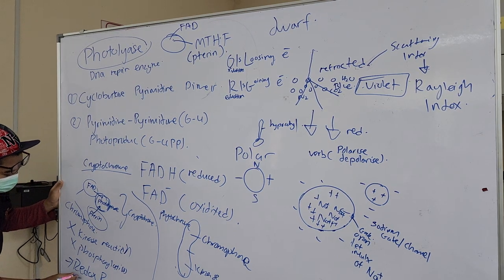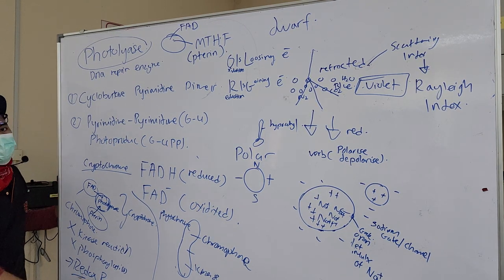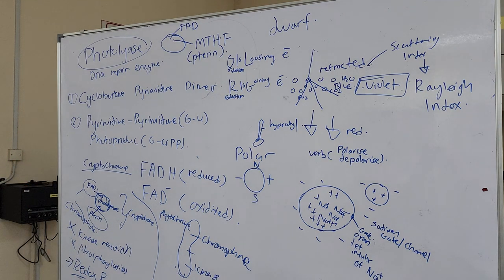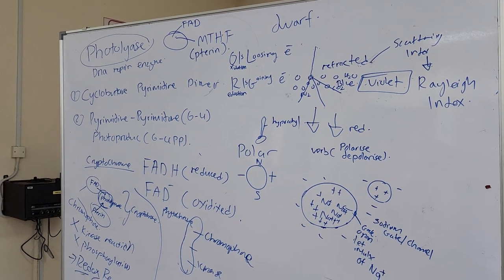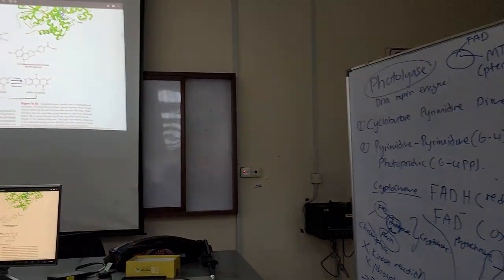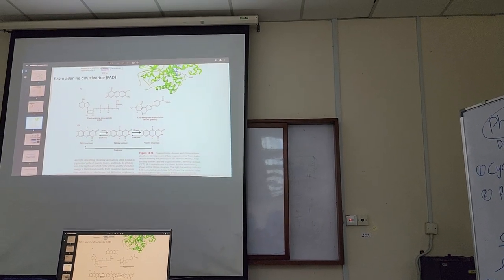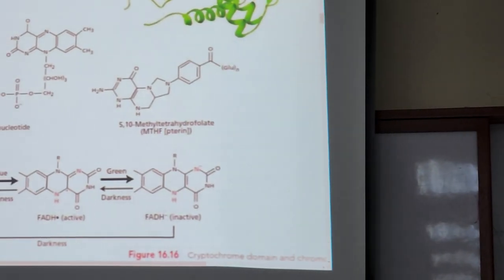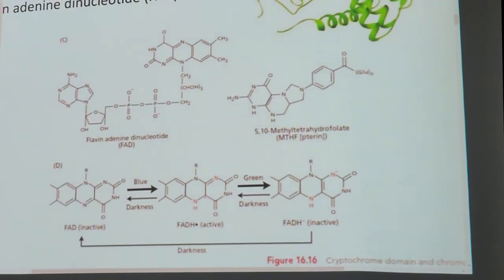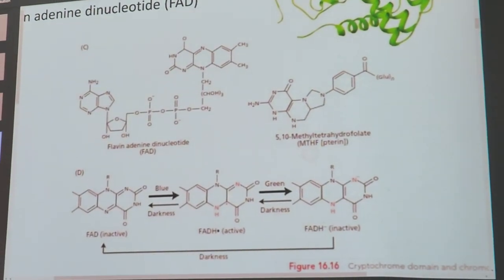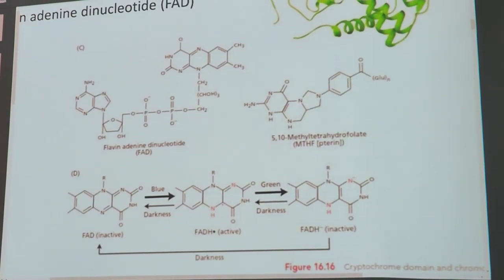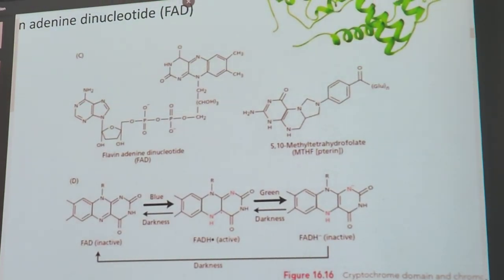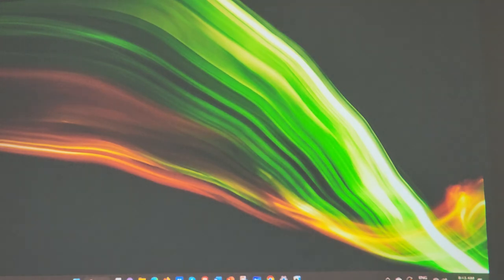Redox stands for reduction oxidation. You thought you were so done with agriculture chemistry. Now you see it again. Too bad, right? Alright, so this image is actually in the book. I took it from the book, okay? So this is the structure of FAD and MTHF or the pterin, okay? Just to tell you, I don't expect you to remember the structure anyway.